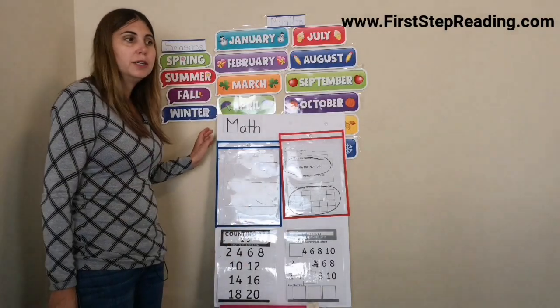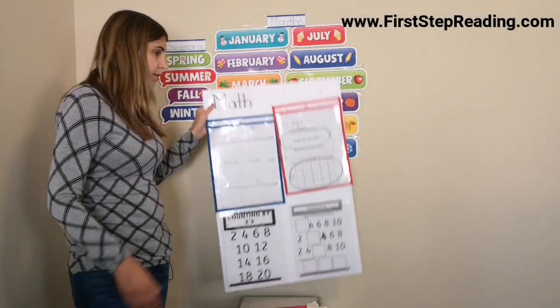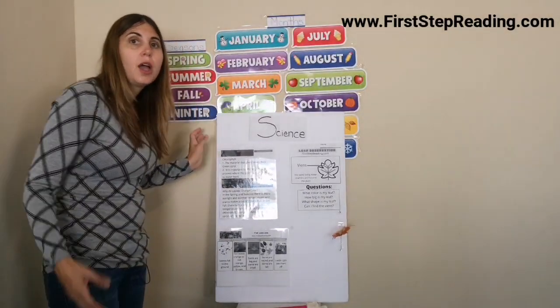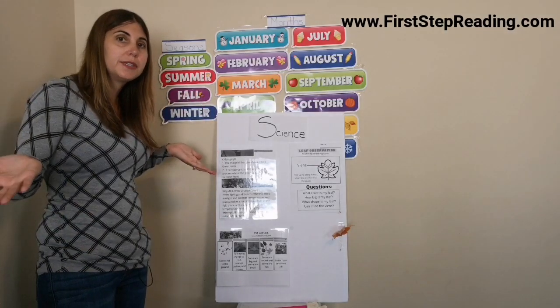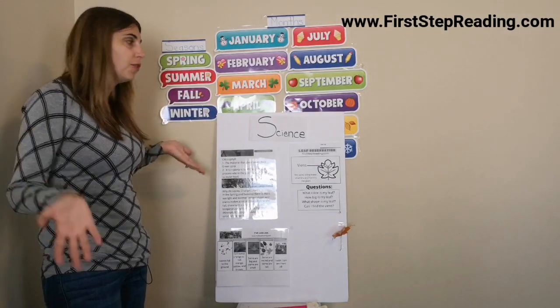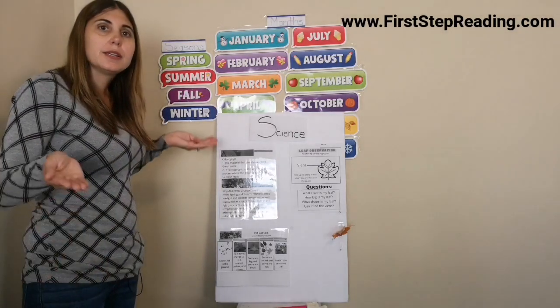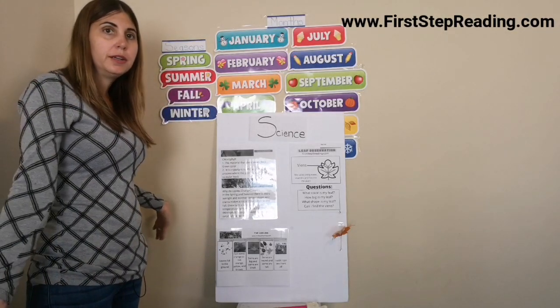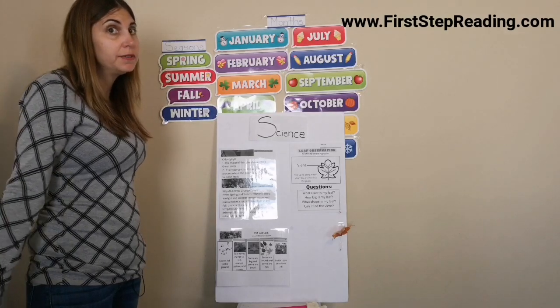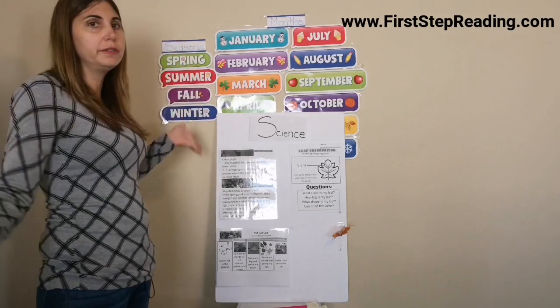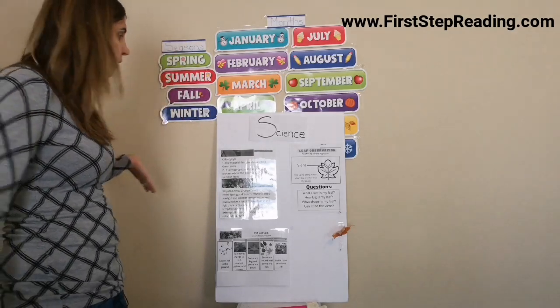Okay, now we're going to move on to science. So for science this week, we're going to talk about leaves because we're talking about fall. So what makes leaves green? Right? Most of the year, leaves are green. Why are they green? Why are all the leaves green most of the year?